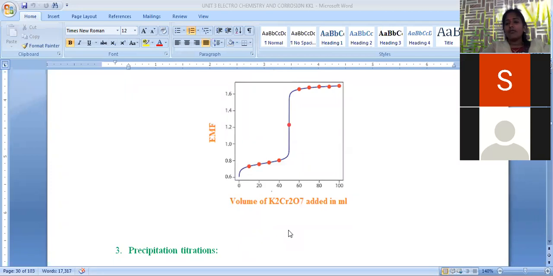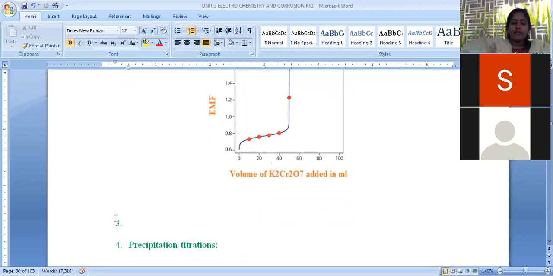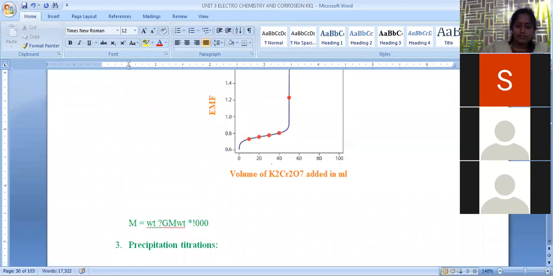What is the chemical formula of molarity? Molarity is equal to weight by gram molecular weight into 1000 by V. So the formula is molarity is equal to weight by gram molecular weight into 1000 by V.